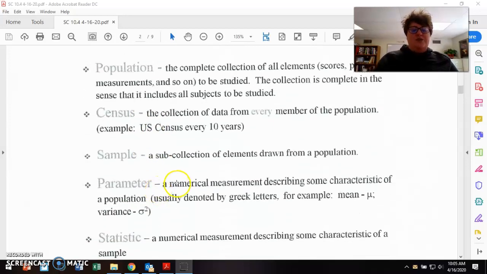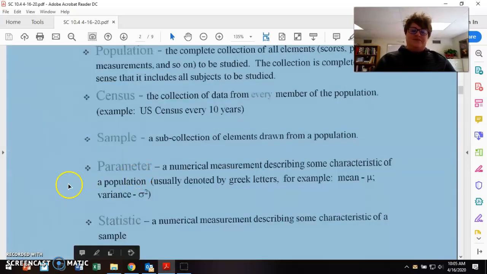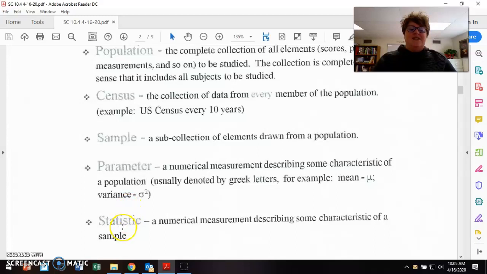Parameters are the numerical measures describing the characteristics of a population. So we'll look at mean. They usually use Greek letters. We won't look at variance, but we'll for sure look at mean. And then a statistic is a numerical measurement describing a characteristic of a sample. So a parameter is of the population, and a statistic is of the sample. So what we're finding is the statistic of a sample.